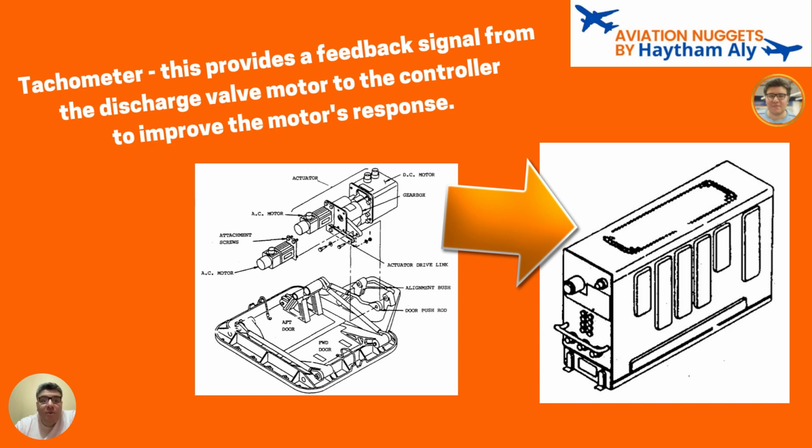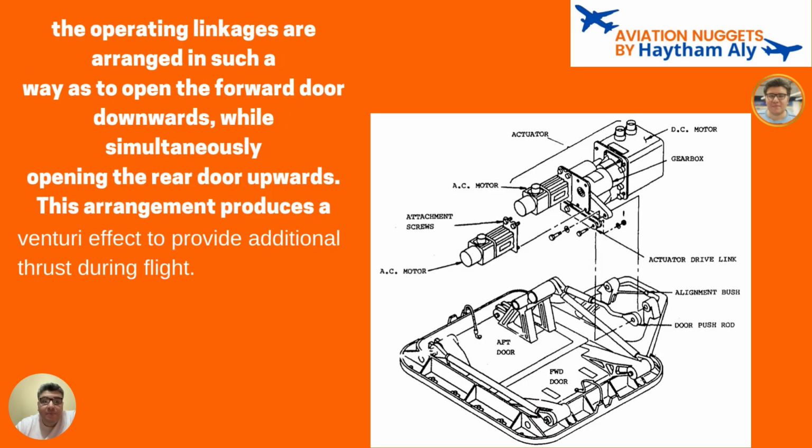This is why, to improve the motor's response. Okay, everybody. From the actuator to the doors of the outflow valve, and as I told you, we do have two doors, a forward door and an aft door. From the actuator, we have operating linkages, which transform the electrical power into mechanical power to operate the two doors of the outflow valve.